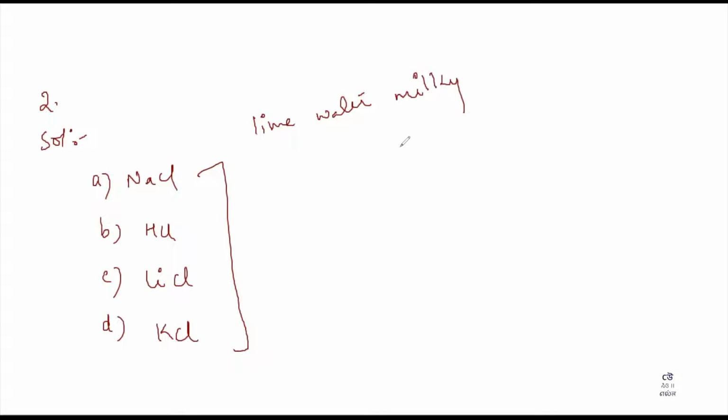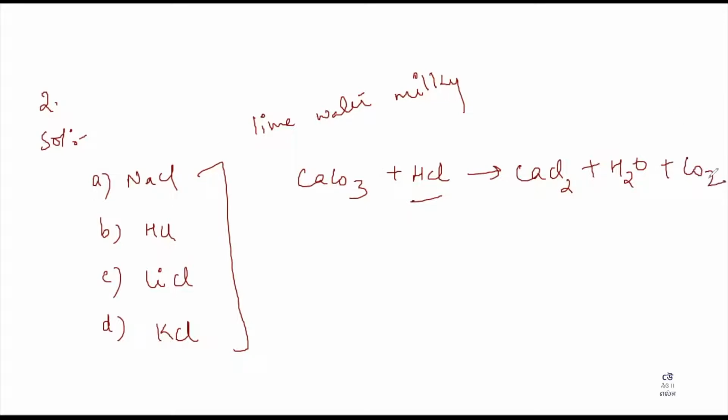So we'll say that eggshells contain calcium carbonate, which on reaction with HCl will form two other compounds, that is calcium chloride and water, but at the same time this reaction will also release some amount of carbon dioxide gas. So mainly this carbon dioxide gas is responsible for turning lime water milky in color. Okay.